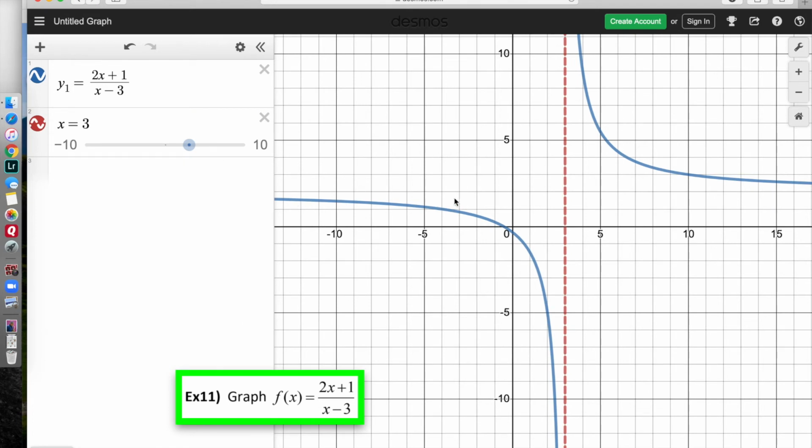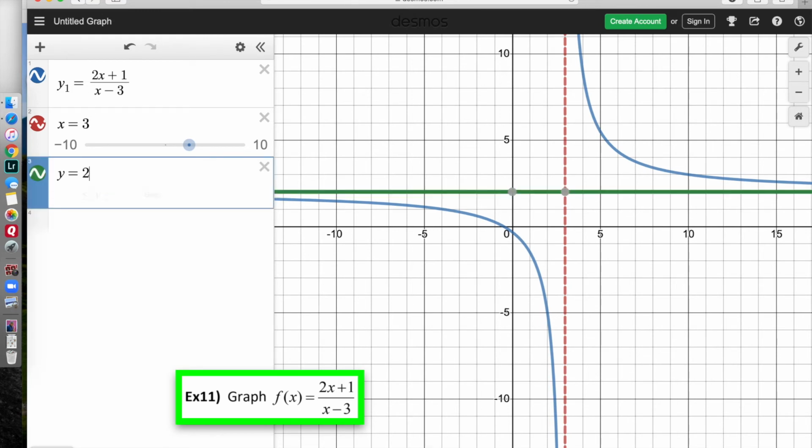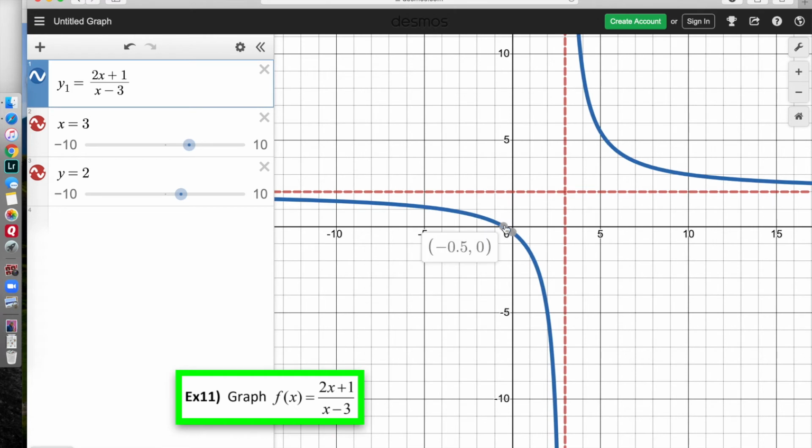Then it looks like there's a horizontal asymptote at y equals 2. And remember that if the degree of the numerator and denominator are the same, then it's the ratio of the leading coefficients, 2/1. So here, y equals 2. I'm going to also change that to a dotted line that's red. And now I have my asymptote at y equals 2, my asymptote at x equals 3, and my function with an x-intercept and a y-intercept.